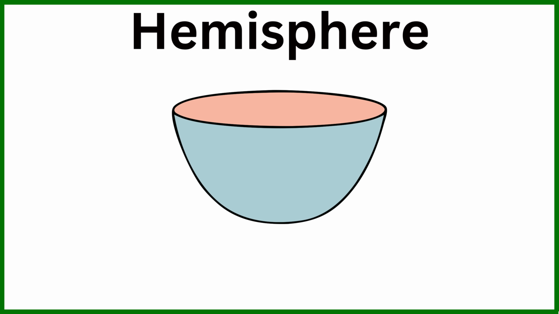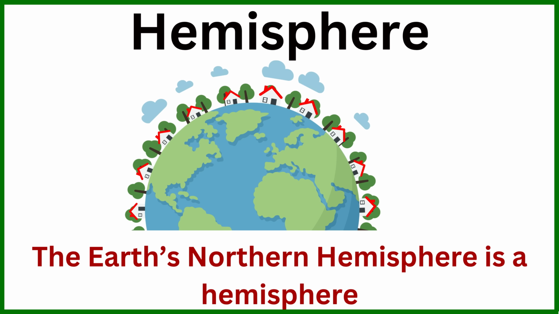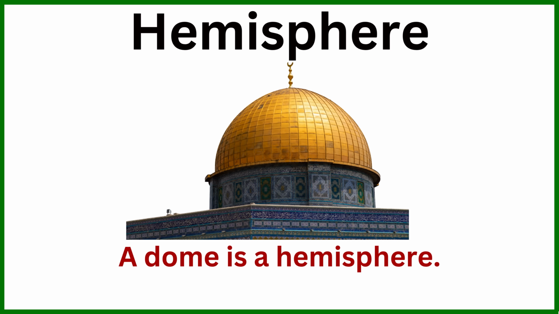Hemisphere. A hemisphere is half of a sphere. The Earth's northern hemisphere is a hemisphere. A dome is a hemisphere.